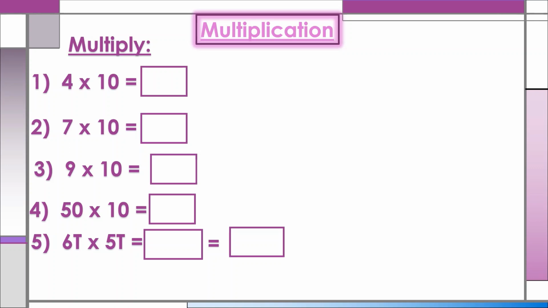Multiply. 4 tens are 40. 7 tens are 70. 9 tens are 90. 50 tens are 500. 6 tens multiplied by 5 tens is equal to 310, that is equal to 3000.